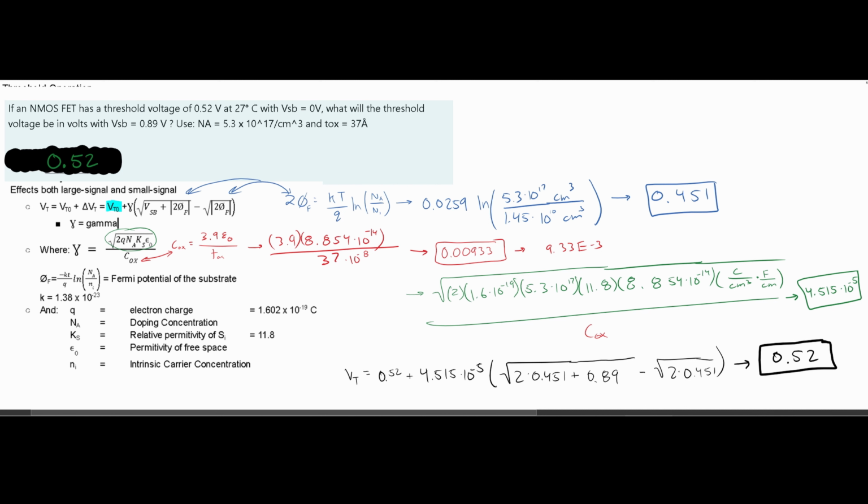Now, this Vt naught right here is actually given to us. It's the threshold voltage of 0.52 volts. And we can see that in our final solution right here. That's the first thing that's put in. Now we're going to solve for everything else.